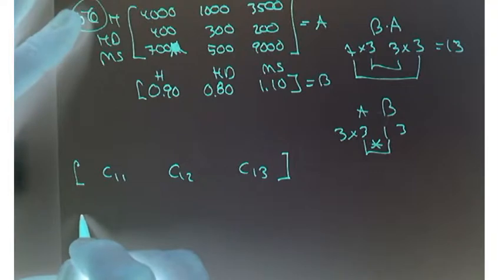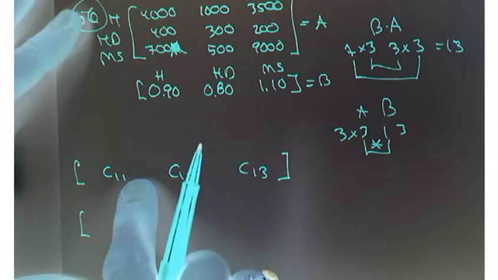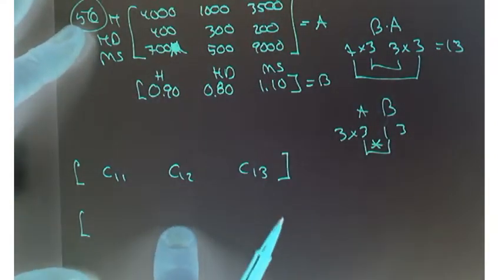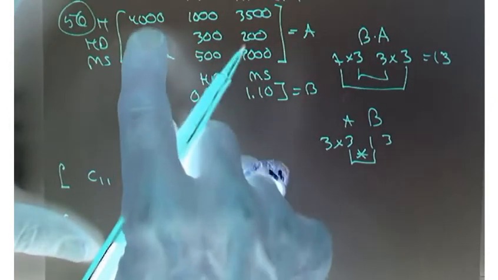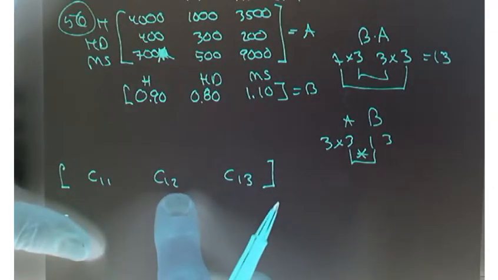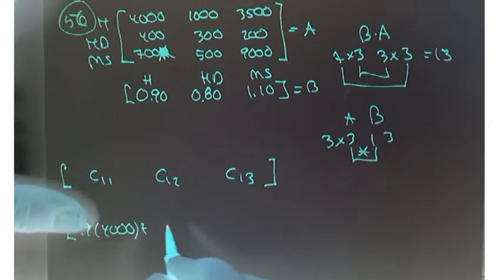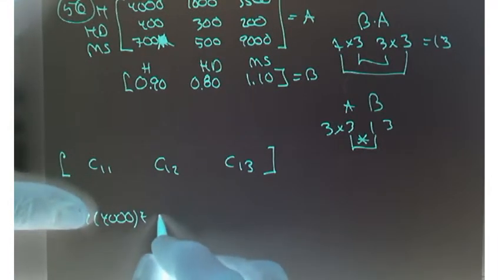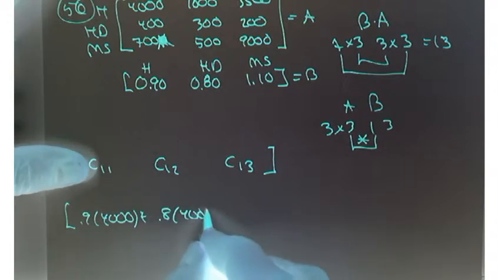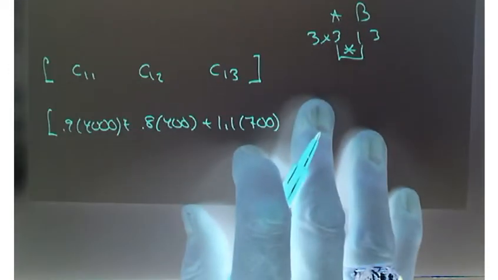So for C11, I'm going to multiply the first row of B times the first column of A. So what would that look like? It's going to be 0.9 times 4,000. Keep going. Plus 0.8 times 400. Plus 1.1 times 700. So that's C11.